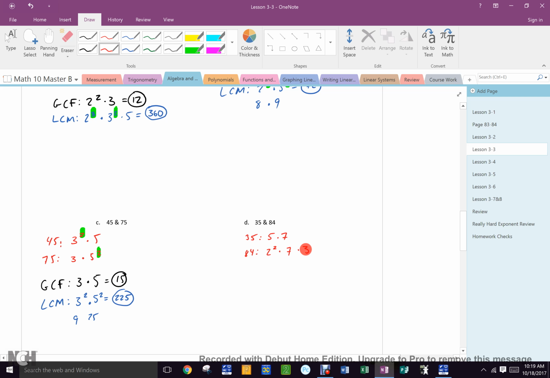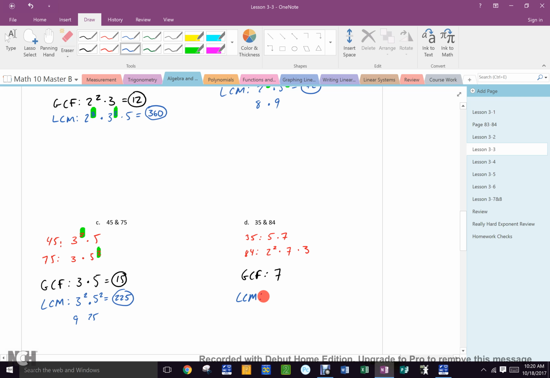Everybody cool? Okay. So what's the GCF? What's common to both? Is there a 2 in both of them? Nope. Is there a 5 in both of them? Nope. Is there a 3 in both of them? Nope. What's the only thing shared? 7. What about LCM?